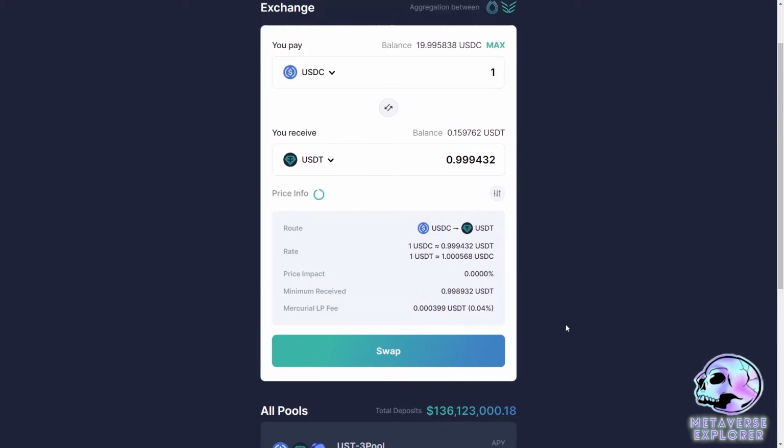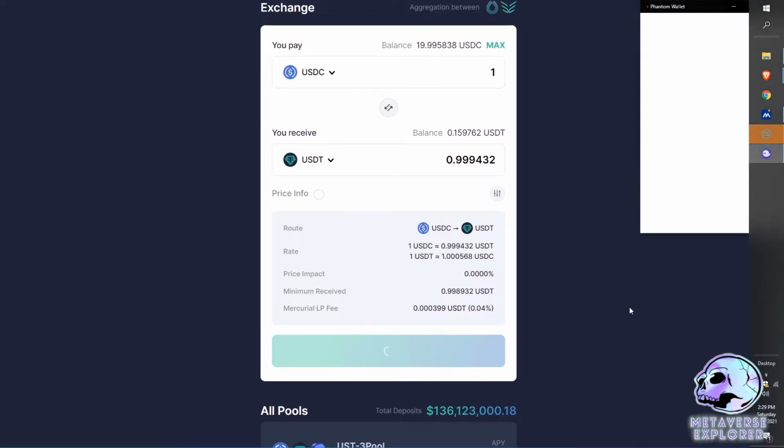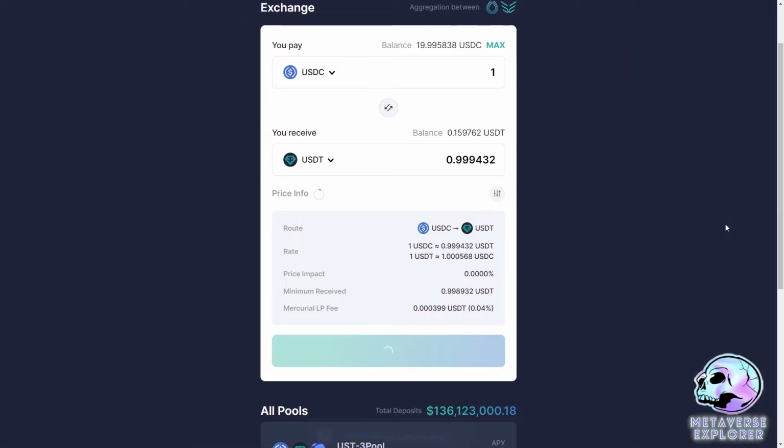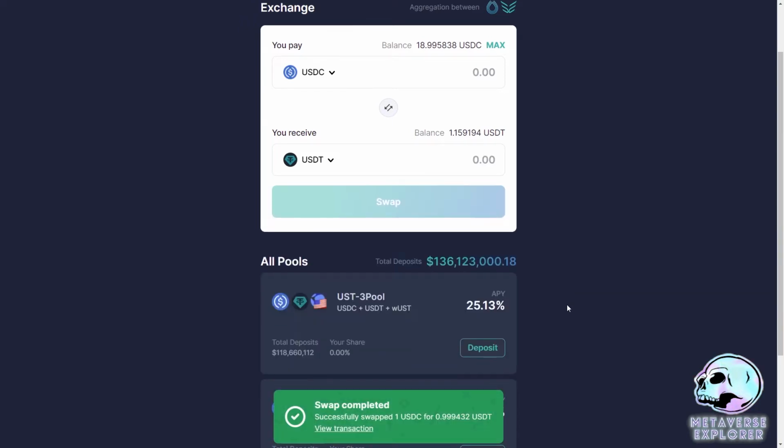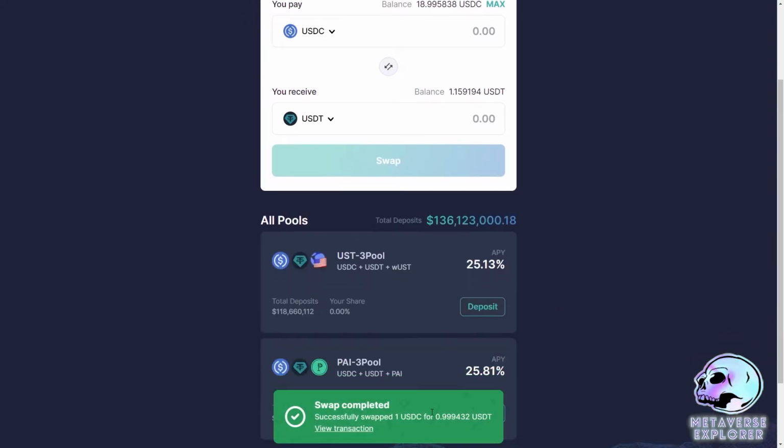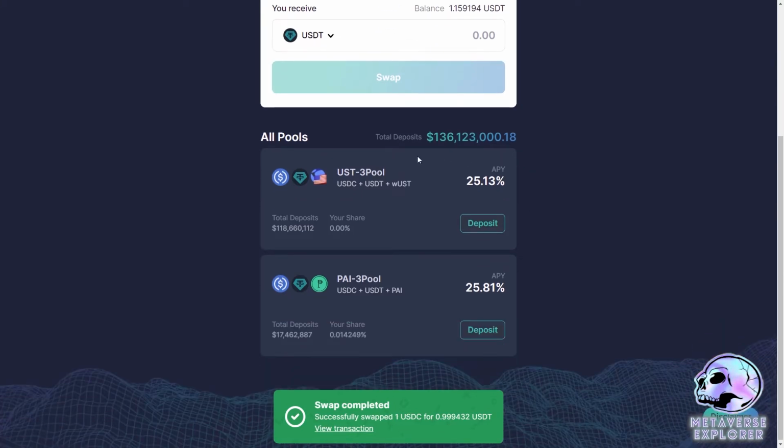All right, let's go ahead and do a swap. I'm going to confirm. Confirming. This takes a very small amount of time and it's swap completed. Very good. If we want, we can view this transaction on the blockchain, but that's it. Let's have a look at the pool that we just used.